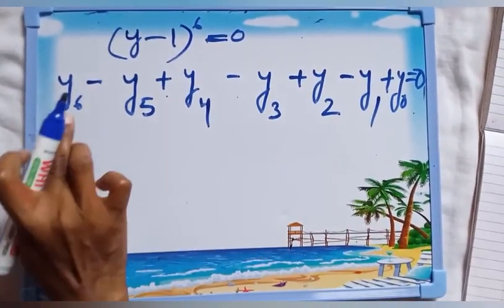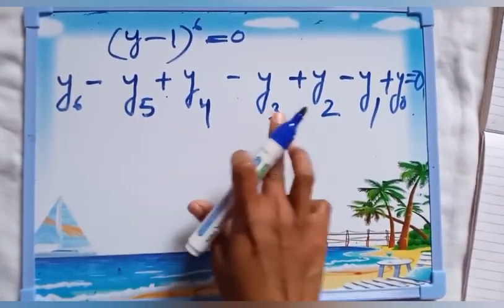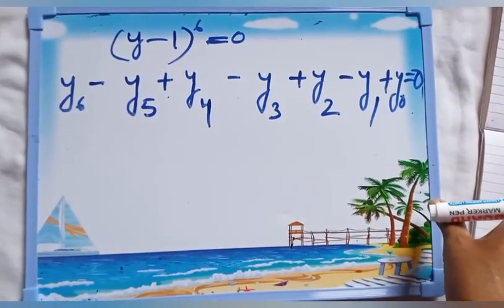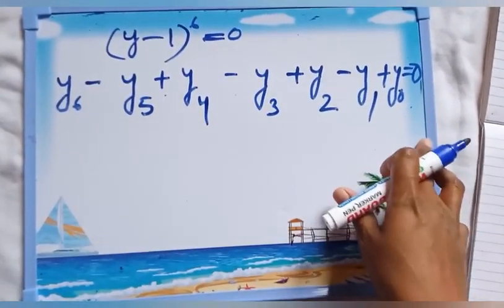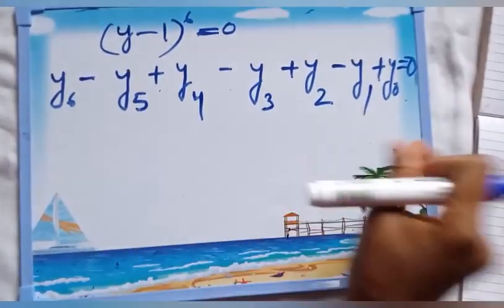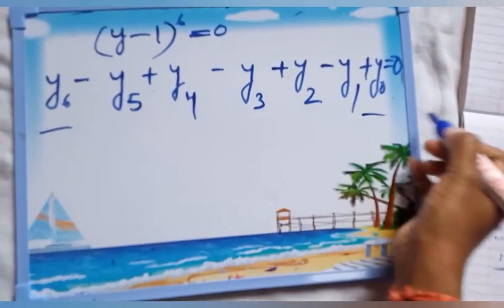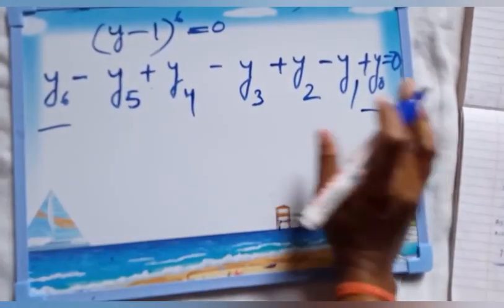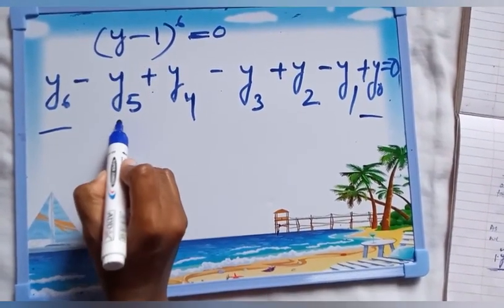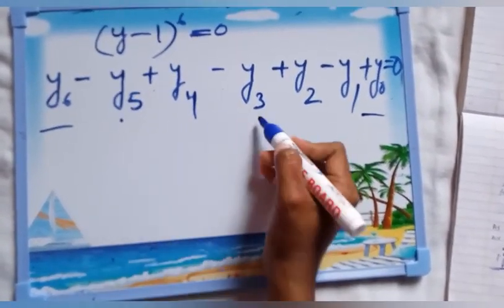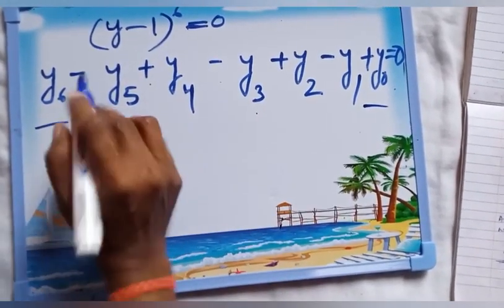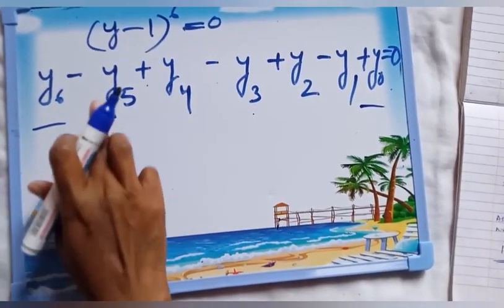Here we can count: first, second, third, fourth, fifth, sixth, seventh, total 7 terms we have here. The first term and last term will stay as they are, so y6 and y0 we have to keep as it is. And for y5, y4, y3, y2, y1, we have to write the coefficients for this equation.